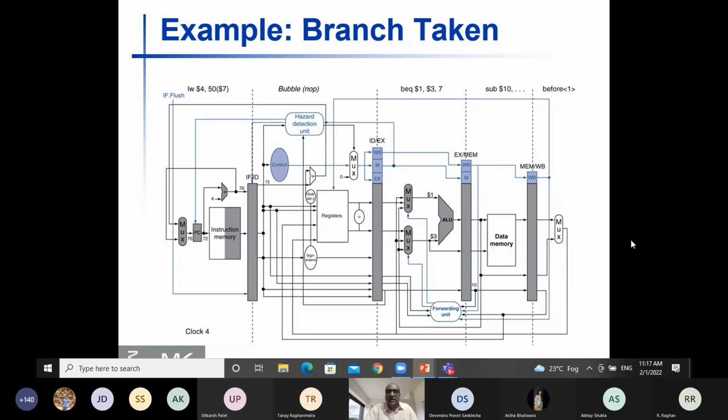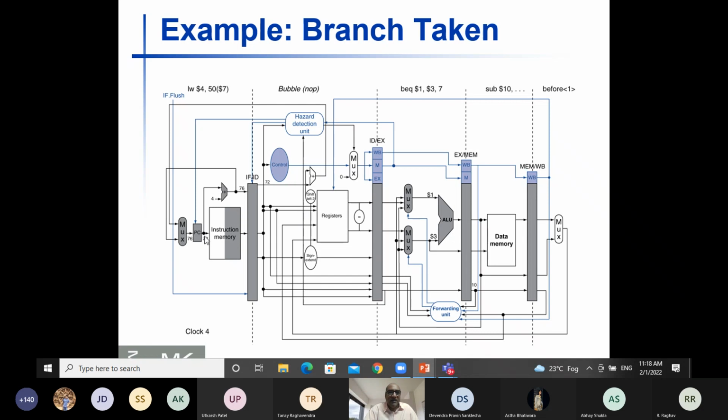Then the bubble will be percolated. In the next cycle, whatever the fetched instruction, that is a load instruction, will be passed on to here. At that time, in the execution stage there is nothing to do, so the same bubble will be passed on and percolated through all the further stages, right? So it means that it has stalled.